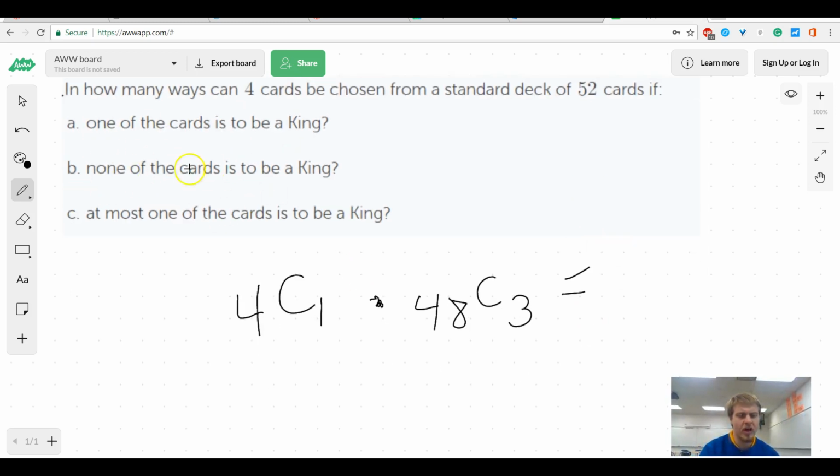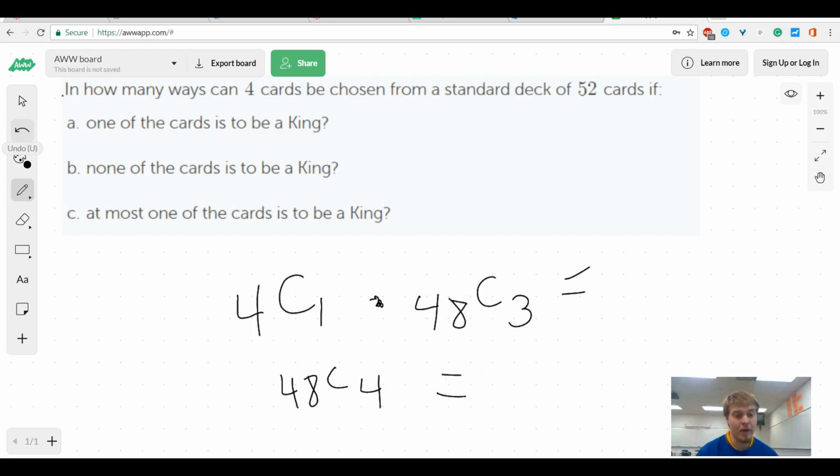Let's see if no cards are kings. Well, that one's pretty easy. We have 48 choices, and we want to choose 4 cards. So we just reduce the amount of cards that are in the deck. That's how many ways it would be right there. So we'll figure that out in a second.